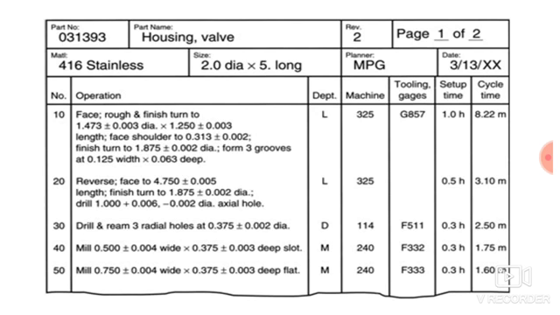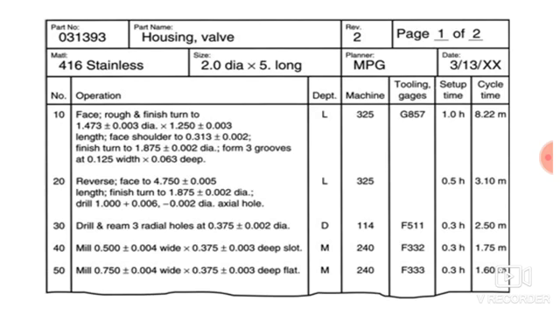Okay. So the very first operation, that is facing. After that rough and finish turn to 1.473 plus minus 0.003 diameter multiplied by 1.250 plus minus 0.003. Okay. So first of all you have to carry out a roughing operation. Then the diameter is mentioned, that is 1.473 and the tolerance is given plus minus 0.003. That means on plus side 0.003 and on minus side 0.003. So the complete tolerance is 0.006.